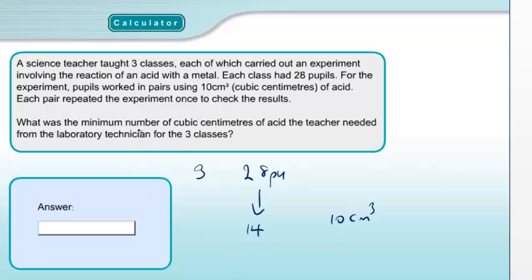What was the minimum number of cubic centimeters of acid the teacher needed? Okay, so we're going to assume there's no wastage. We've got 28 pupils in the class. We're going to halve that to get 14 pairs, but we're going to double it again, back up to 28, because each pair repeats the experiment. So we've got 28, and we're going to times that by 3, because there's 3 such classes doing that. So 28 times 3 is 84, and we're going to times that 84 by the amount of liquid they're going to use, which is times 10. So the total amount needed, assuming no wastage, is 840 cubic centimeters.